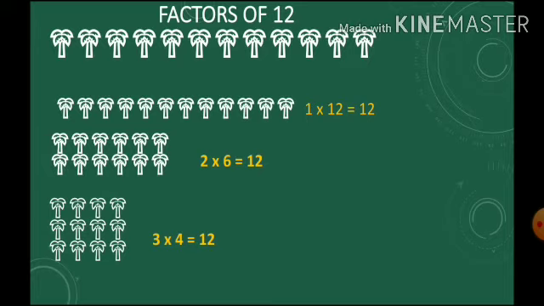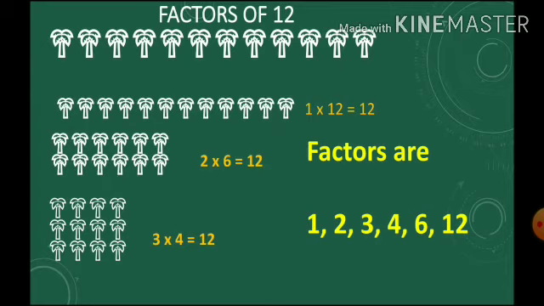Look at the first one. 1 into 12 is equal to 12. Both 1 and 12 are factors of 12. 2 into 6 is equal to 12. 2 and 6 both are factors of 12. Similarly, 3 and 4 are also factors of 12. So, factors of 12 are 1, 2, 3, 4, 6 and 12.